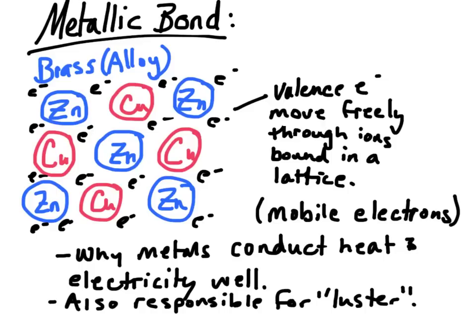Another type of bond is a metallic bond. This works with all metals. It doesn't have to be an alloy, but I've shown you an alloy here of brass. What happens is the valence electrons are given off, and they move in what some people call a sea of electrons, but they move freely. They have mobile electrons, so it makes it real easy to conduct heat and electricity. It also gives luster, because as light hits those electrons and they're excited, they give off luster. So a metallic bond is where we have mobile electrons. Think metals. That's why they conduct heat and electricity well.